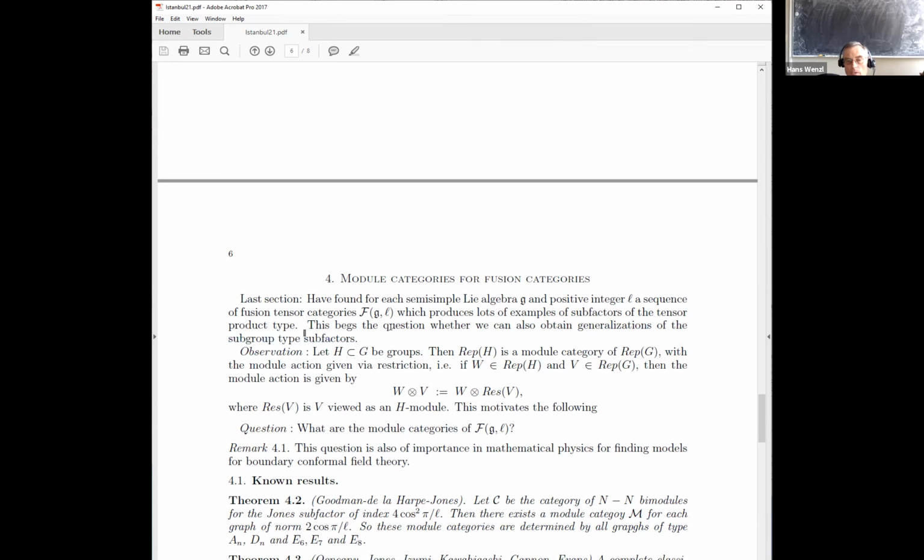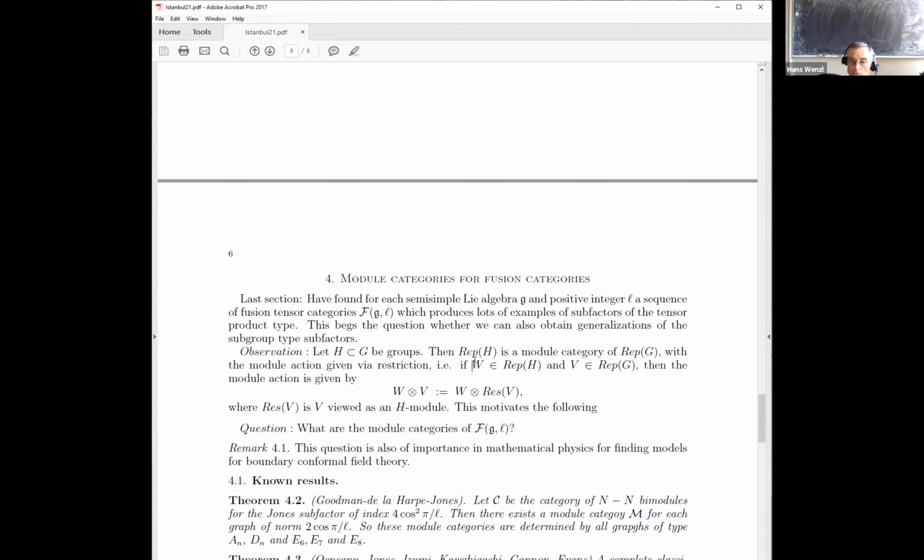So what do I mean by this subgroup? Let me first say, we would like to extend the notion of a subgroup to the setting of these tensor categories. So how can we do this? Here is a kind of trivial observation. Let H and G be groups. Then rep G is a module category of rep H, with the module action given by restriction. So this is kind of a triviality.